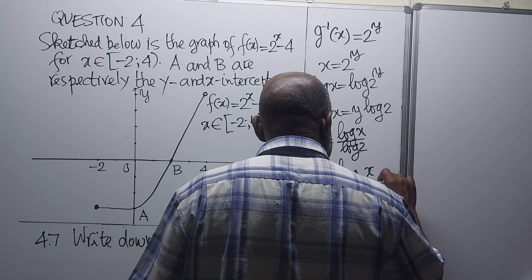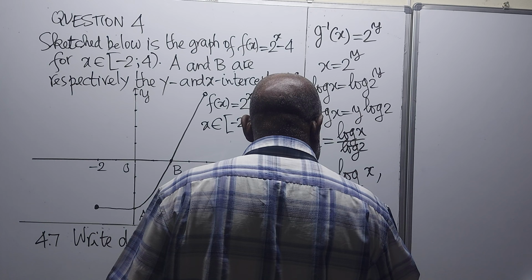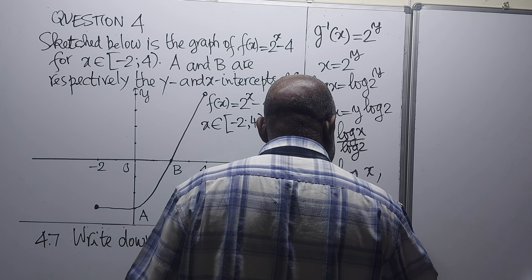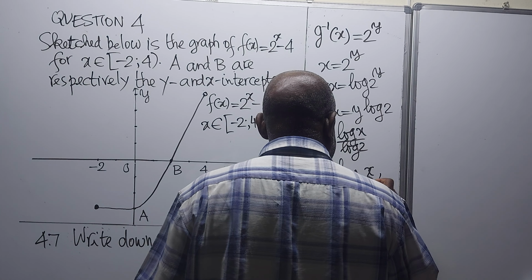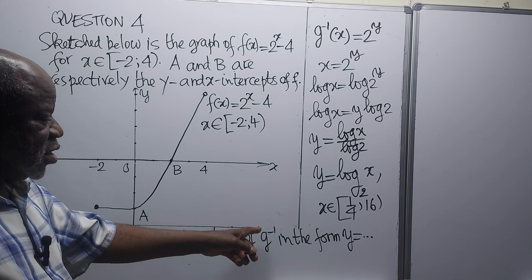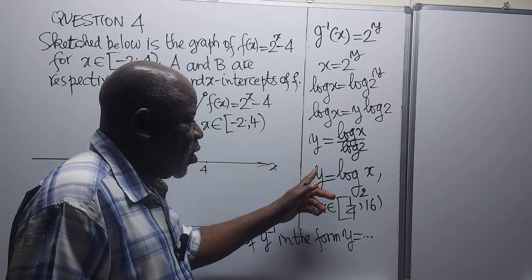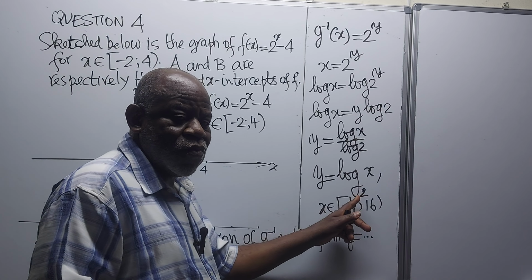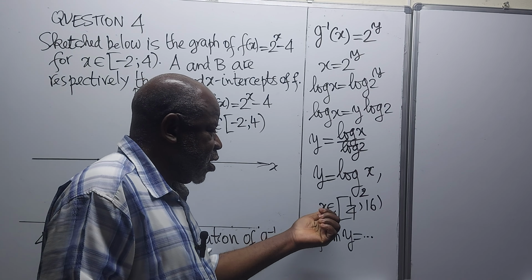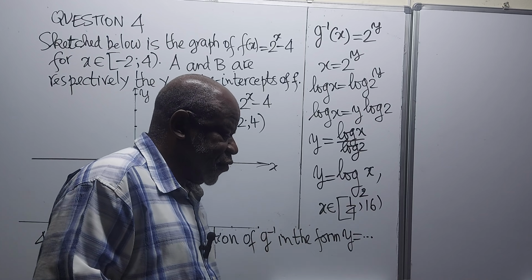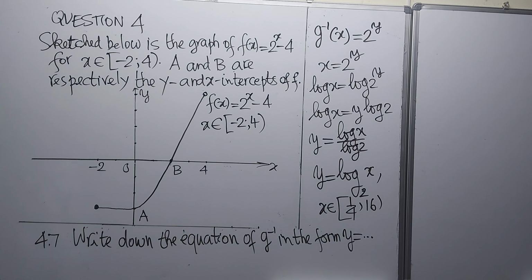And we know that the domain was x is a member of 1 quarter to 16. This is the equation of g negative 1 in the form y is equal. Y is equal to log x to base 2. And the domain is x is a member of 1 quarter to 16. So we are done with the question 4. It was from question 4.1 to question 4.7. And we will see if we can still continue with question 5.